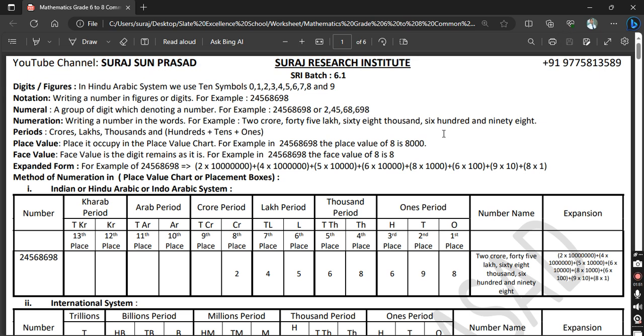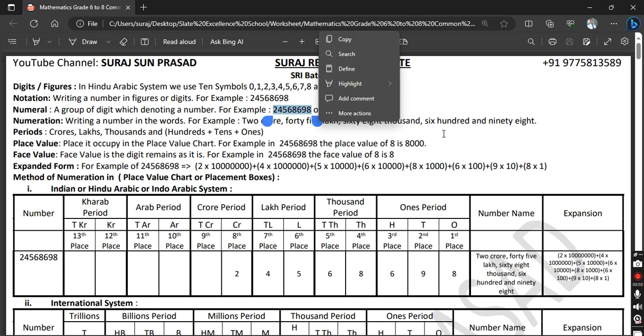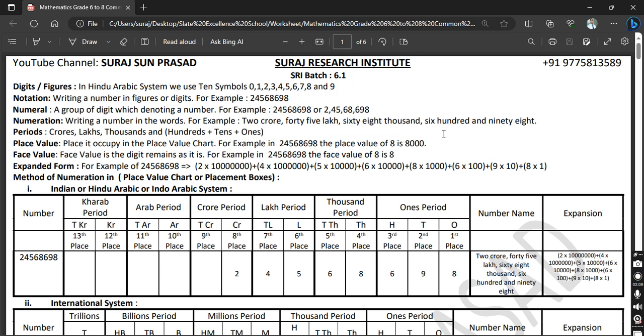Okay, now let's move to the next, that is numeration. Numeration means writing the number in words. For example, you are able to see the number written over there, 245686988. Suppose I need to pronounce it in Indian form, then how will I write it? Numeration means writing the number in words, so how will we write this number: 2 crore 45 lakh 68,698. I will pronounce this number in such a way.